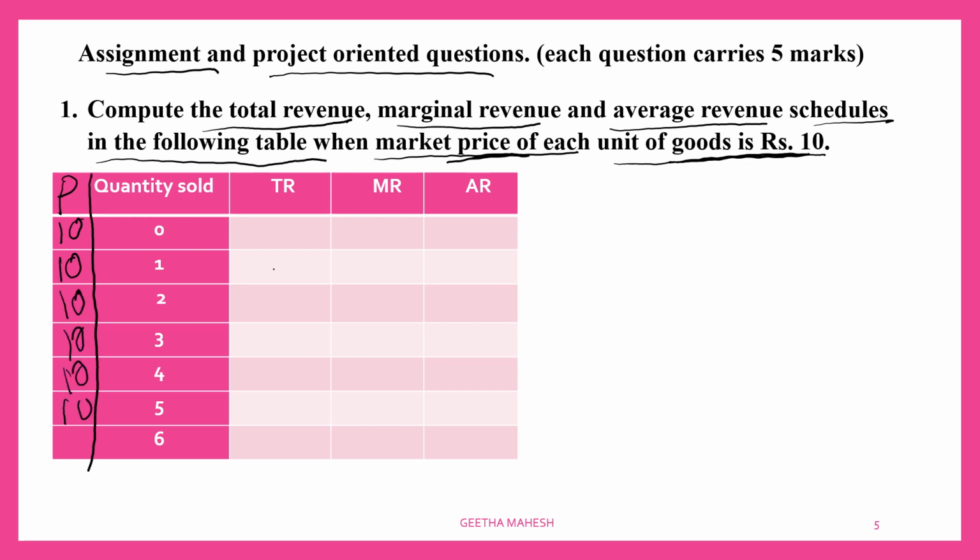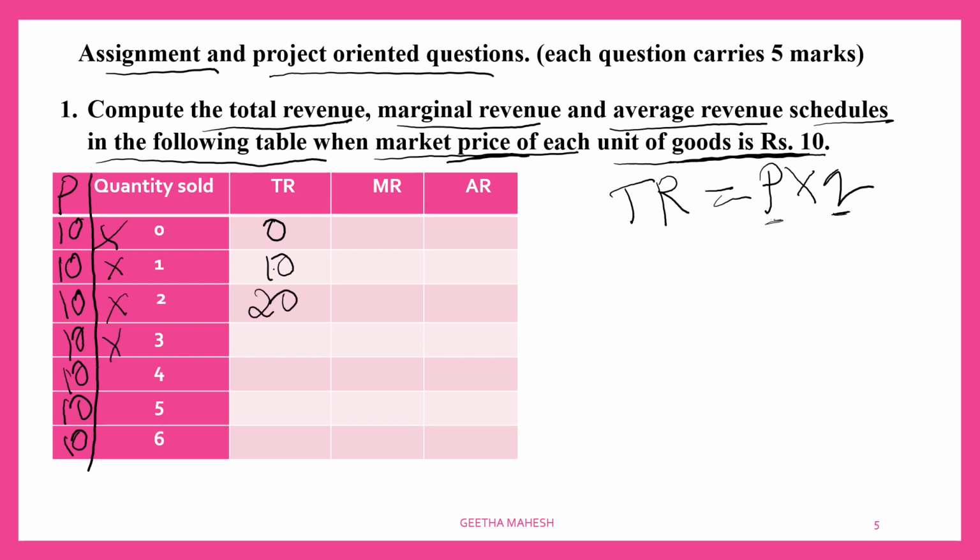Then how will you calculate total revenue? We know the formula for total revenue. Total revenue is price into quantity: how much quantity you are selling into the price of the product. If you multiply, you will get the total revenue. Here you can consider multiplication of this. 10 into 0, you will get 0. 10 into 1, 10. 10 into 2, 20. 10 into 3, 30. 10 into 4, 40. 10 into 5, 50. Then 10 into 6, you will get 60.